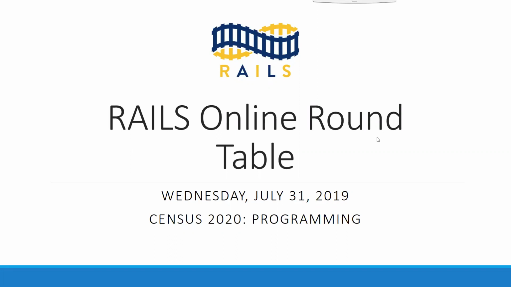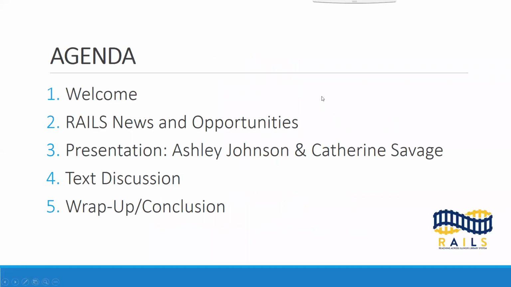But first, I just want to go over a little bit about what's going to be happening today. Here we go. There's our agenda. I'm going to do a quick introduction about some things happening around Rails, and then Ashley and Catherine are going to do a short presentation. And then the second half is going to be a text discussion. That's going to be a chance for you to weigh in with your ideas, with your obstacles, with your challenges, and with your opportunities. Ashley and Catherine are also going to be leading you in a little bit of an exercise to help plan this stuff out. So we're excited about this.